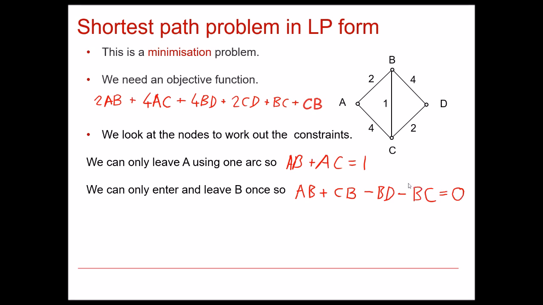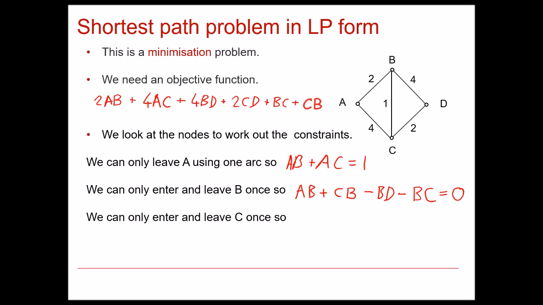Now, of course, because this is a minimization problem, it's going to minimize the shortest path. In reality, we're never going to find a path that's entering B and leaving B more than once. So it's not quite that this constraint is forcing that to happen, but that, combined with the fact that it's a minimization problem, will definitely happen now that we've made that requirement.